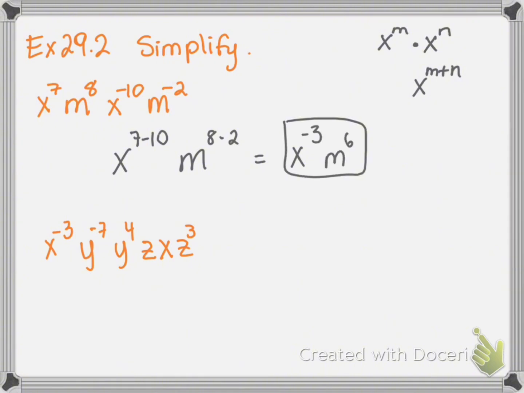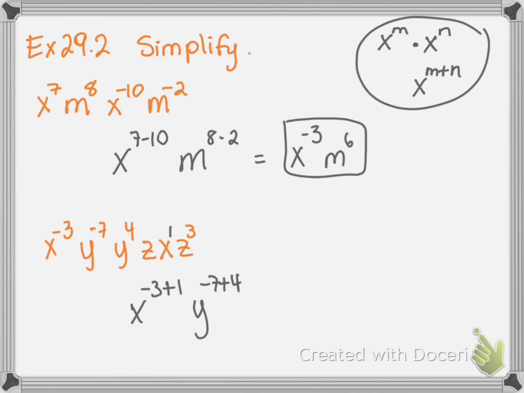Using the same rules we've learned before for adding signed numbers. And the next one, we have x to the negative 3. Now remember, this one that doesn't have anything has a 1. So plus 1. Then for the y, we have negative 7 plus 4. Again, we're using this rule. And then for z, we again have a 1 there. So 1 plus 3. And when we simplify that, we get x to the negative 2, y to the negative 3, and z to the 4th power.